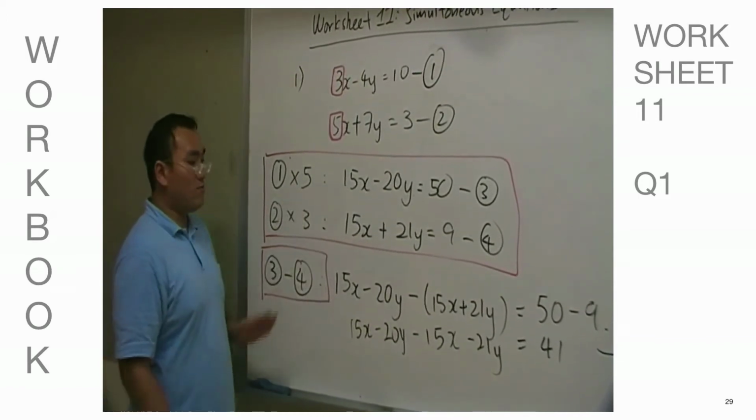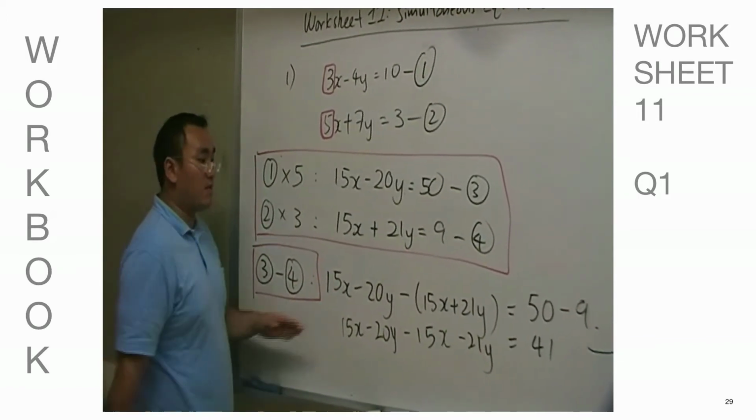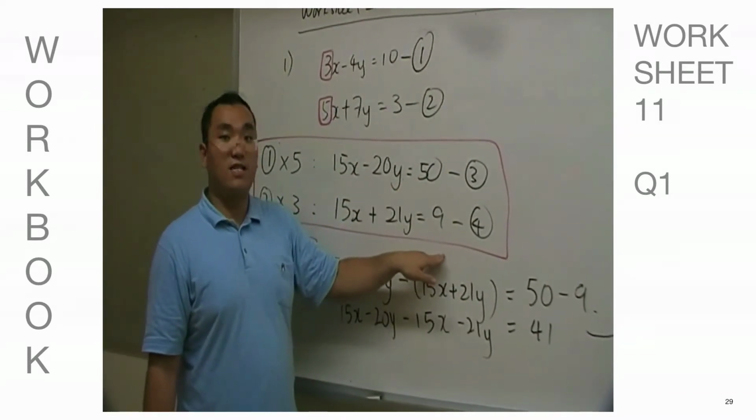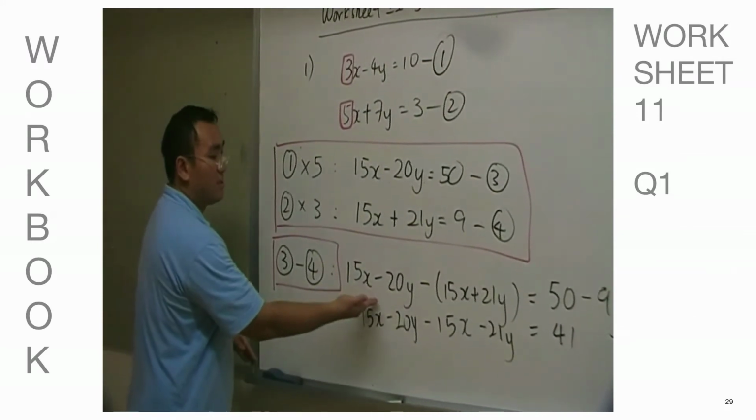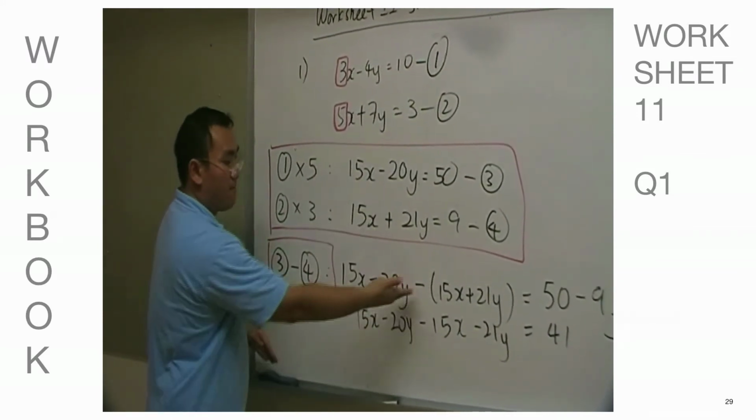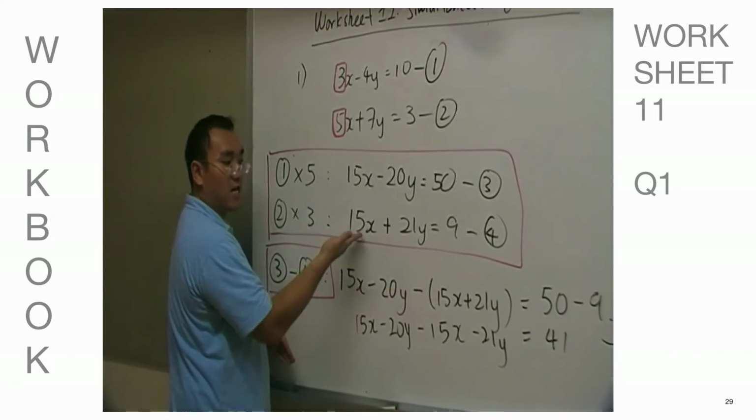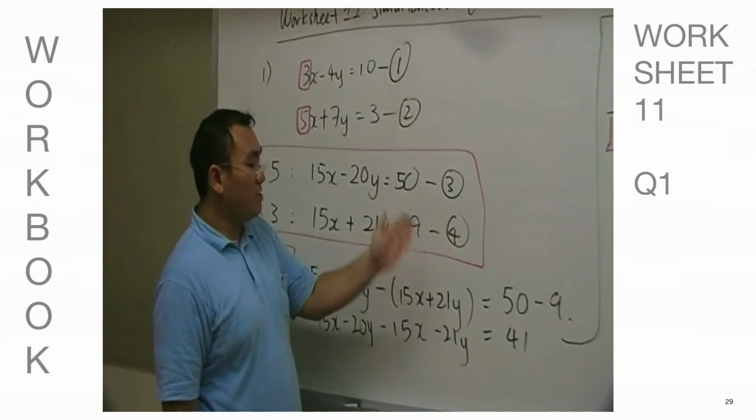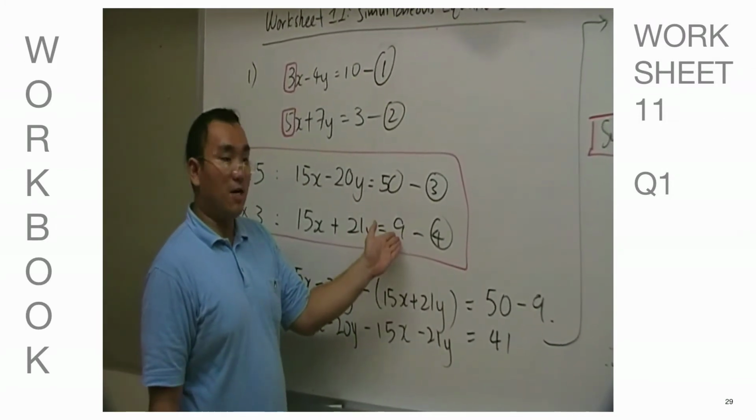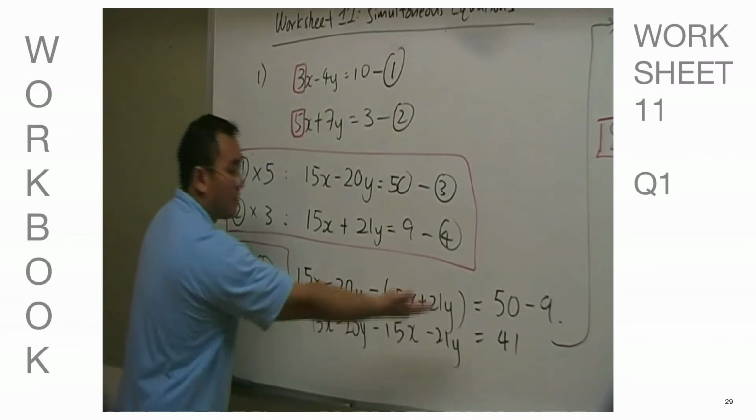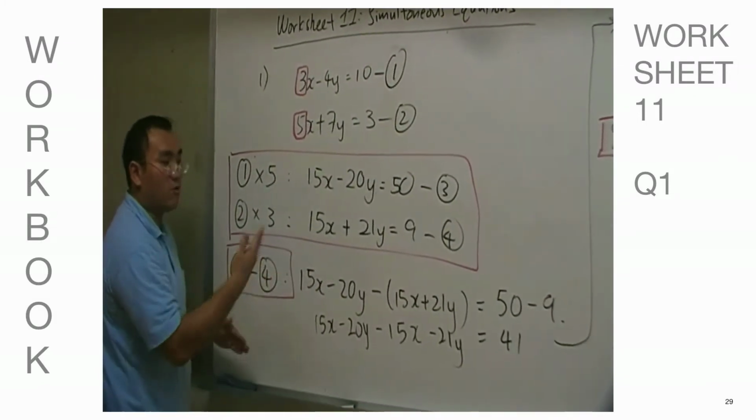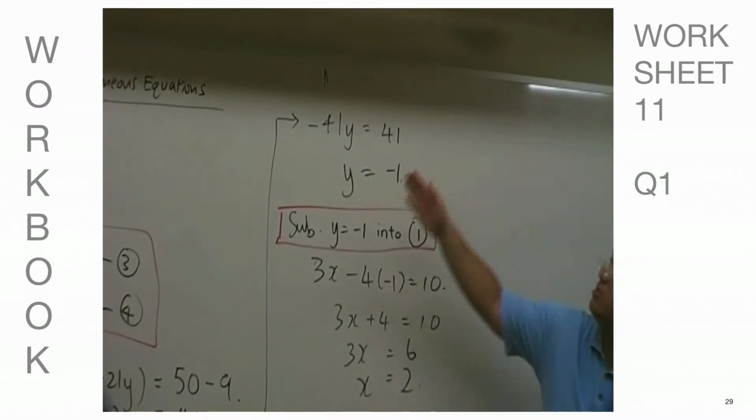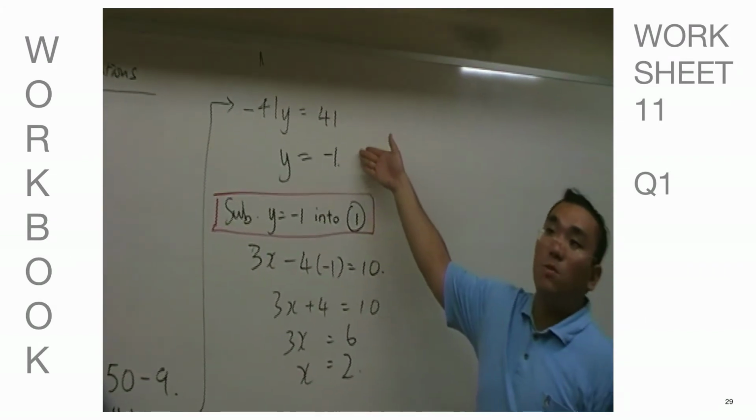What do we mean by equation 3 minus equation 4? It means the left hand side minus the left hand side, and the right hand side minus the right hand side. So we will have 15x minus 20y from the first equation, minus the left hand side of the fourth equation, and the right hand side of the third equation minus the right hand side of the fourth equation. We form a new equation, which we continue to expand and solve, and we will have our solution y equals negative 1.